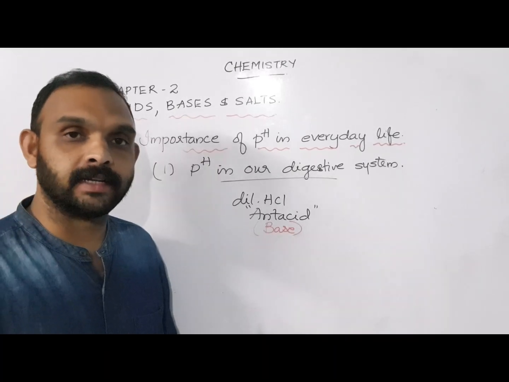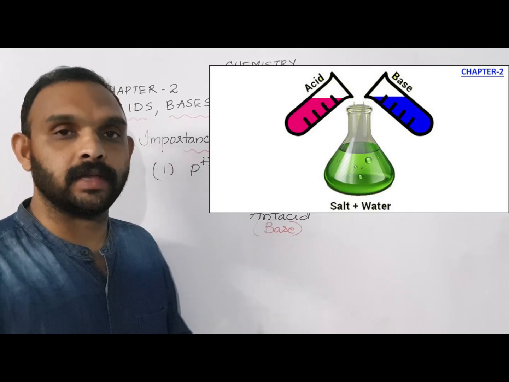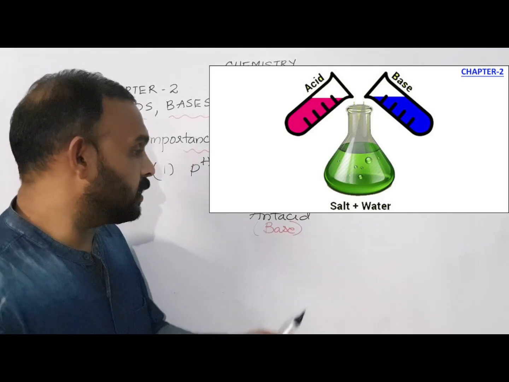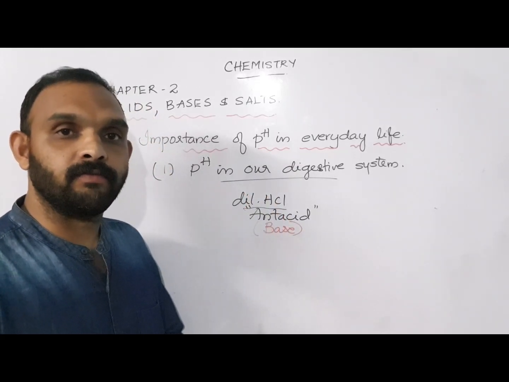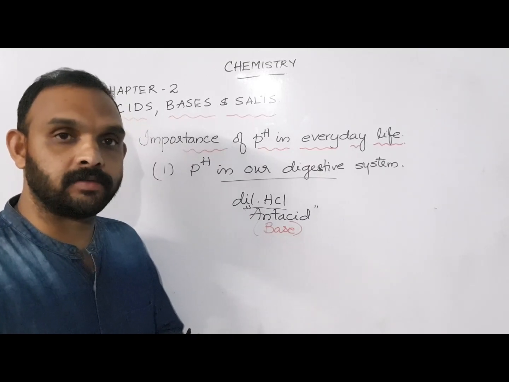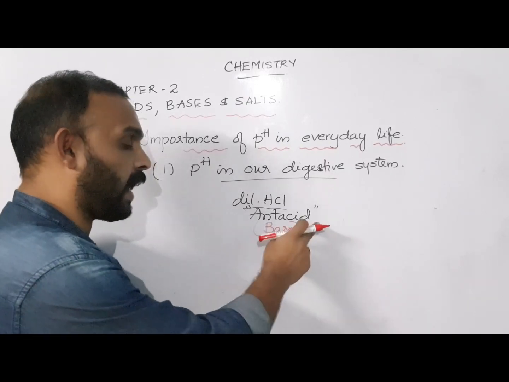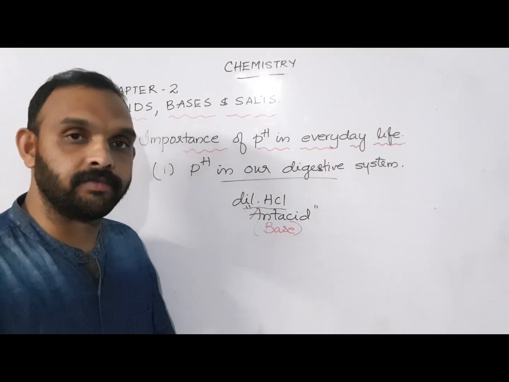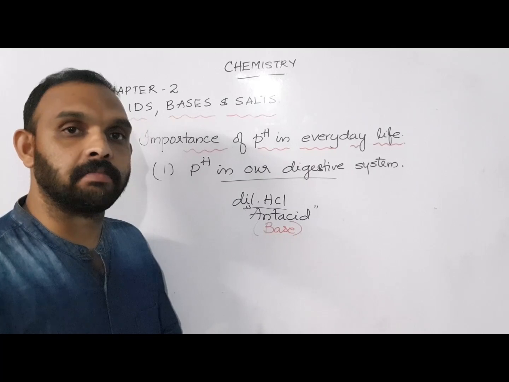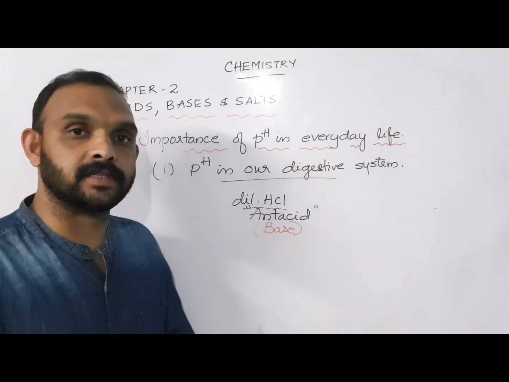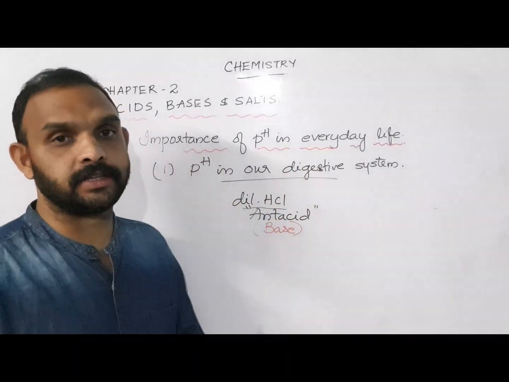Why? Because we know that acid plus base gives a salt which is neither acidic nor basic. So the excess dilute hydrochloric acid in our stomach, which causes problems, can be cured by having antacid tablets or antacid solution which contain a base. The excess acid is neutralized by the base present in the antacid. So that is one application of pH in our digestive system.